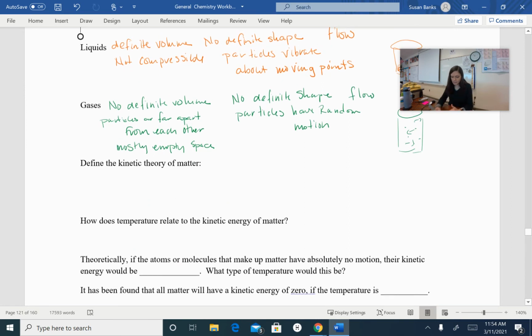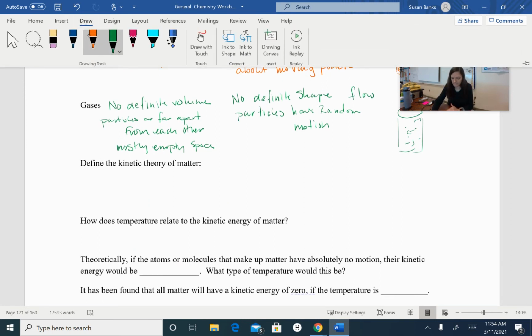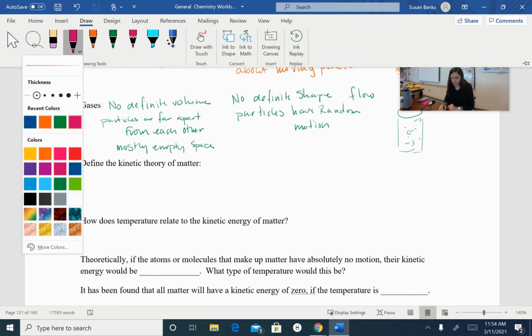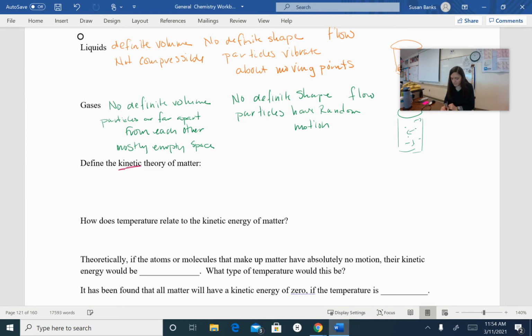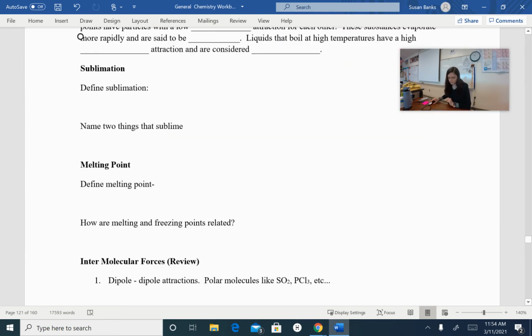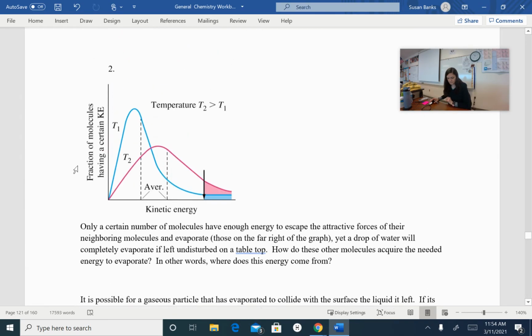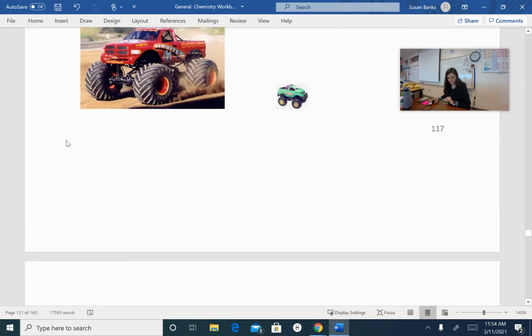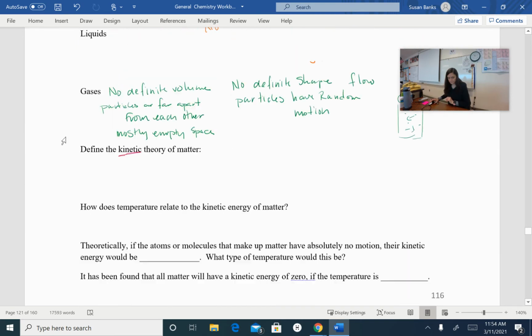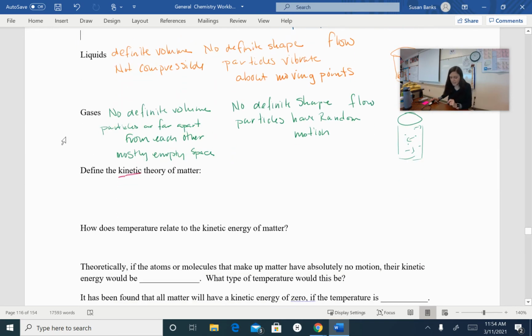Okay, so the kinetic molecular theory is based off of the Greek word kinetic. If I look up the Greek word kinetic, kinetic means motion. Kinetic is Greek, and it means movement or motion.